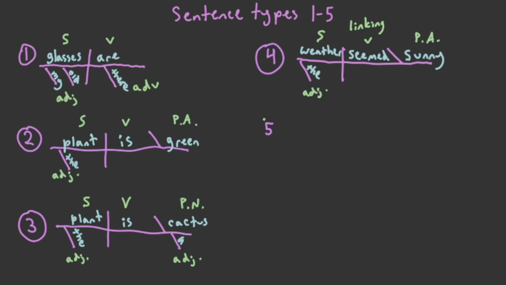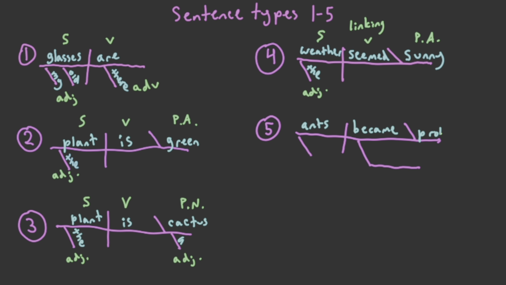But because this is our last pattern for the day, let's see if we can introduce an extra little challenge to show you how to diagram prepositional phrases. The ants became a problem at the picnic. Became is not a be verb, but if we replace it with were, it still makes sense. The ants were a problem at the picnic. So we know we're working with a linking verb.